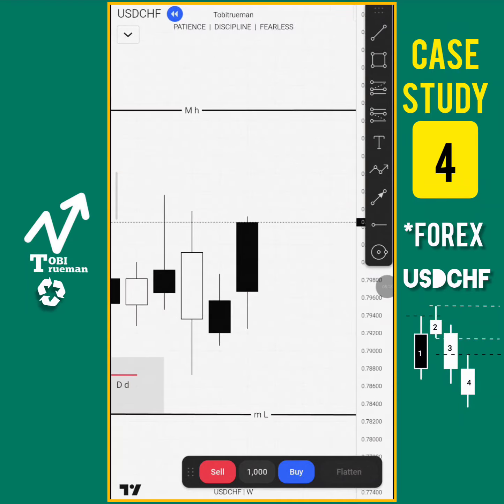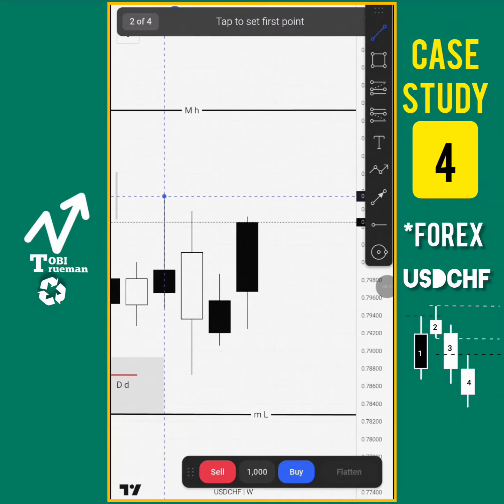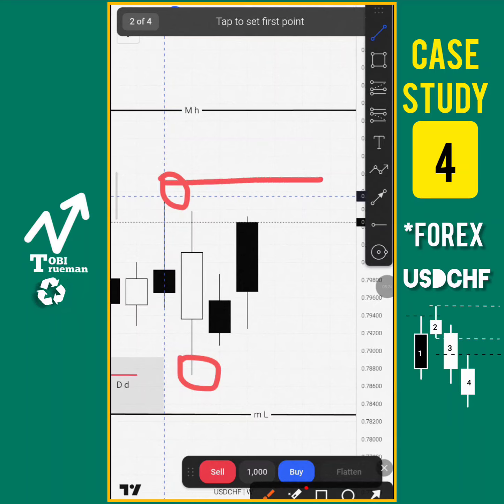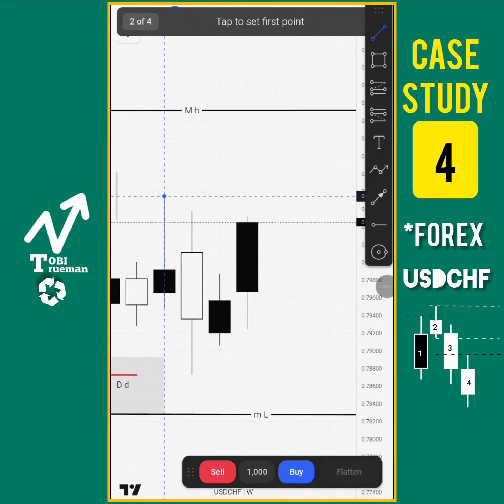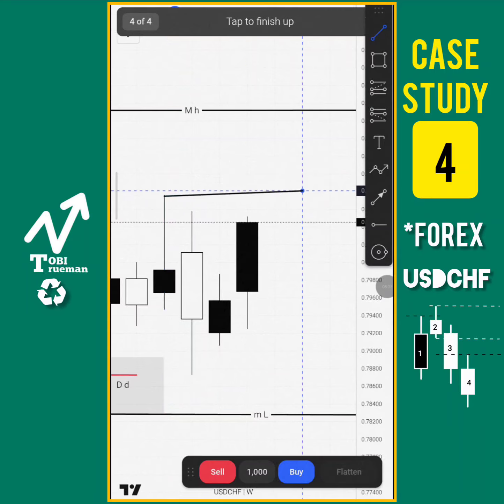Looking at the weekly chart, we can see that this point here was the previous high, previous low, and if the price can take out this previous high point, we can look for a reversal signal to come and take out this low point. I hope you understand what I'm saying. This is what I'm talking about.